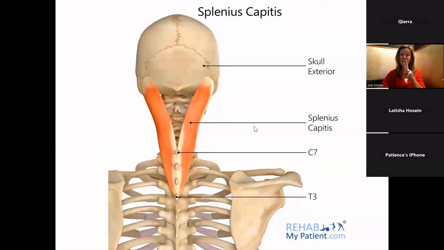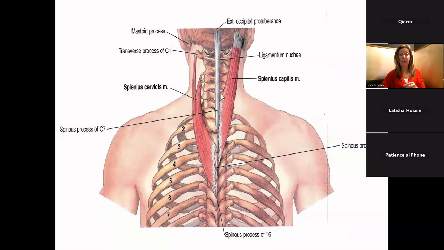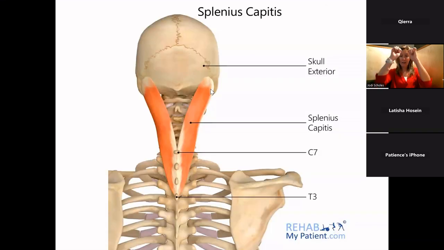Here's another splenius capitis. There's two of them, bilateral on both sides, so there's two splenius cervicis and two splenius capitis. Splenius capitis, cap, baseball cap. Hope you understand what I'm saying. A baseball cap would come right across here if you were to put it on and pull it down.